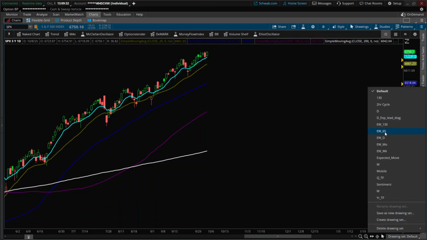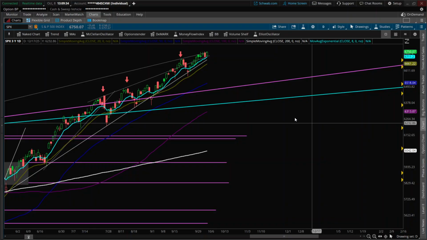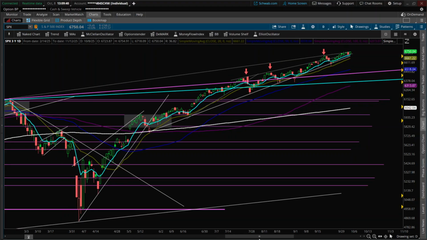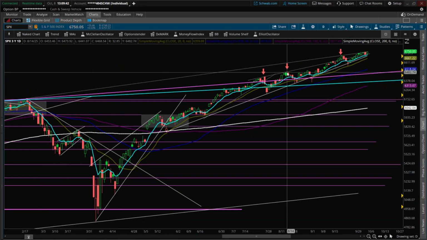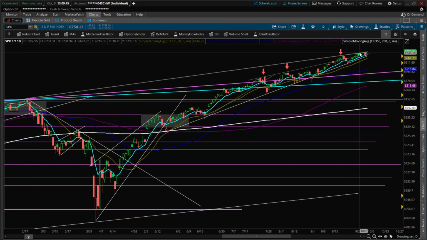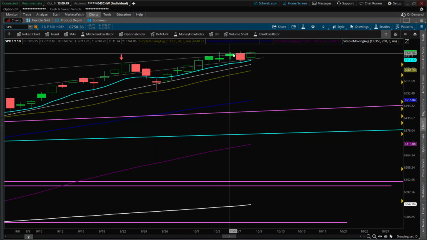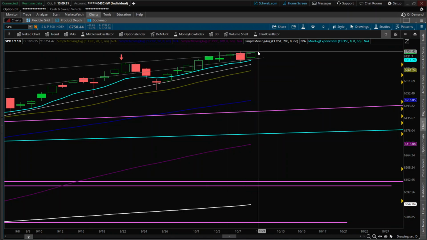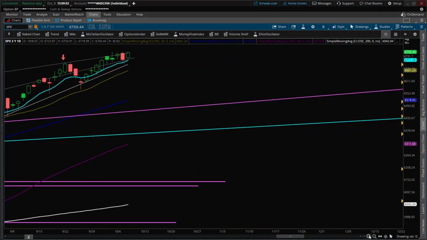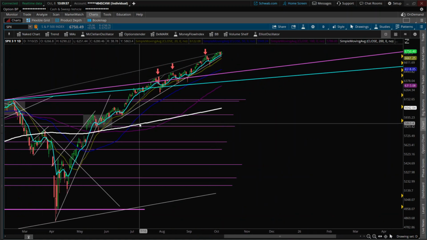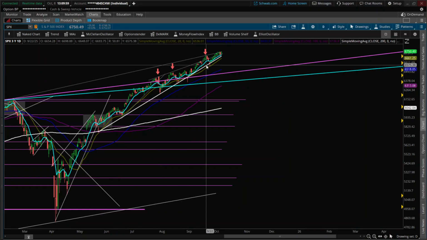We can throw on our traditional look here. So there's that, the trend line from the previous all-time high that we decided to add on there. And you see price reacting to it, reverse, reverse, reverse, and we're at it again. So let's see what happens this time around. All right, other than that, we're just still kind of chopping around this wedge here.